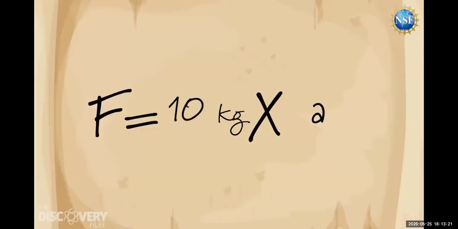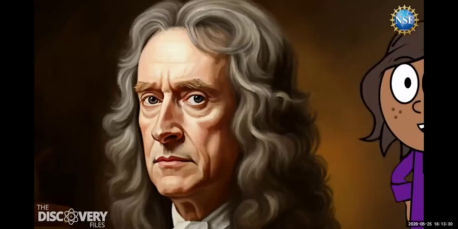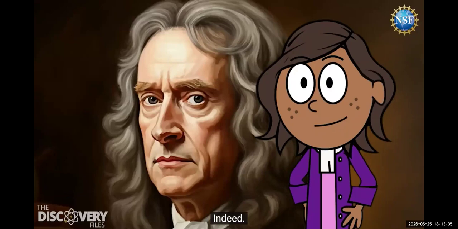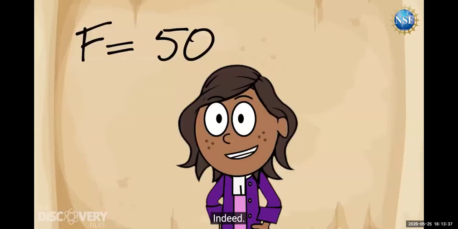If 10 kilograms is the mass and the acceleration is 5 meters per second squared, that is 10 times 5, which is 50. And because Sir Isaac figured out the laws of motion, we call the force a newton. Indeed. So the answer is 50 newtons of force.